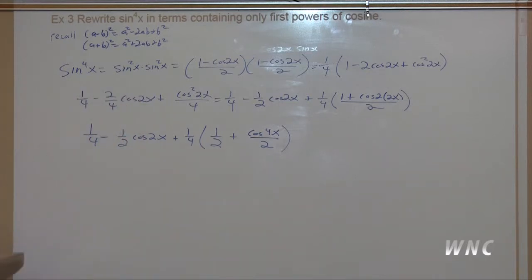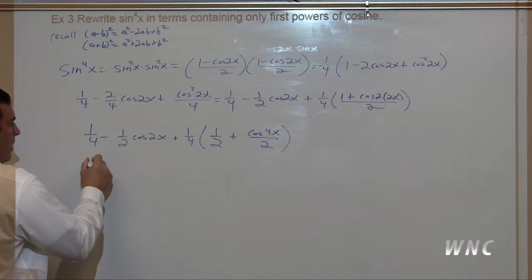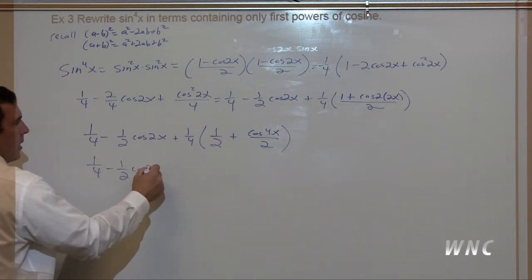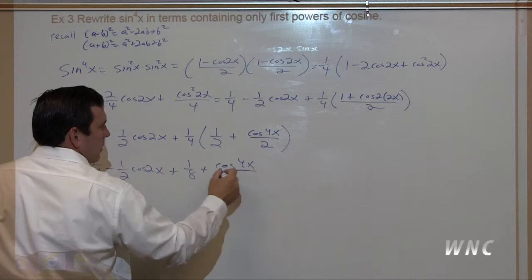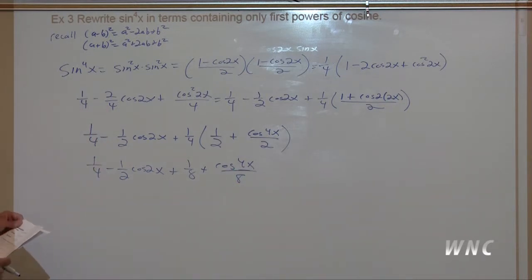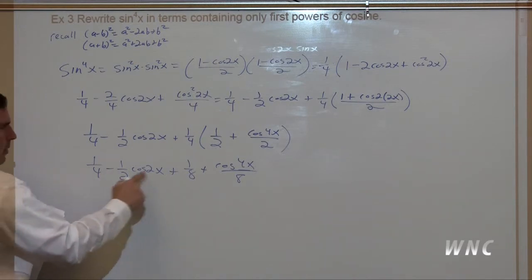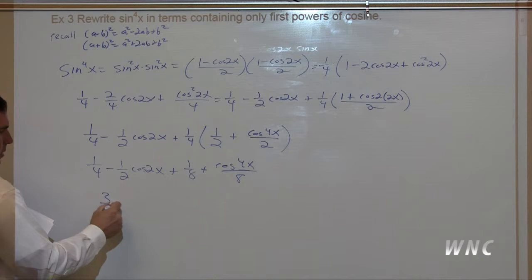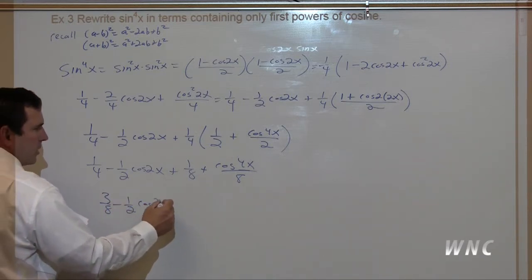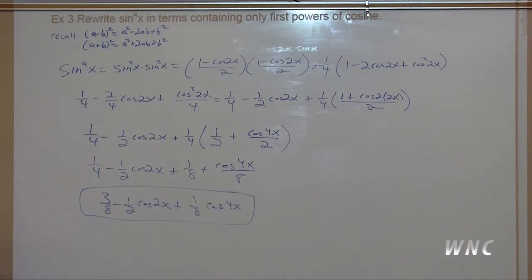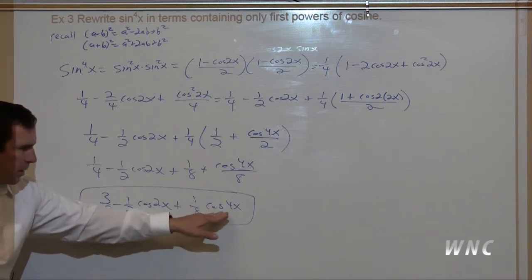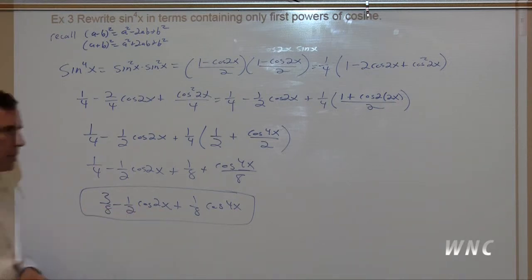So I'm not quite finished. I want to clean it up a little bit. This is 1/4 minus 1/2 cosine 2x plus 1/8 plus cosine 4x over 8. We can combine the 1/4 and the 1/8. 1/4 plus 1/8 is 3/8. So 3/8 minus 1/2 cosine 2x plus 1/8 cosine 4x. And there's our final answer. These cosines cannot be combined because that's a cosine 4x and this is a cosine 2x. Okay, feel free to pause that.